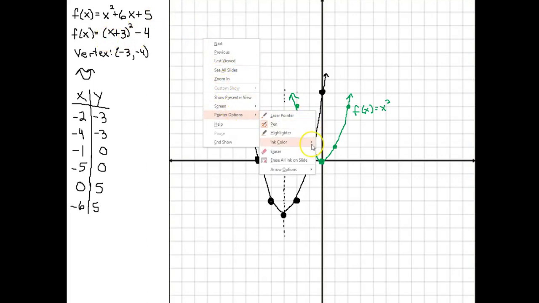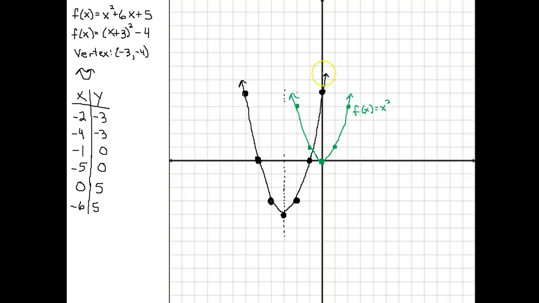So let me change my color. Maybe that orange color wasn't so good. There we go. Shifting left 3, so everything moves over 1, 2, 3.